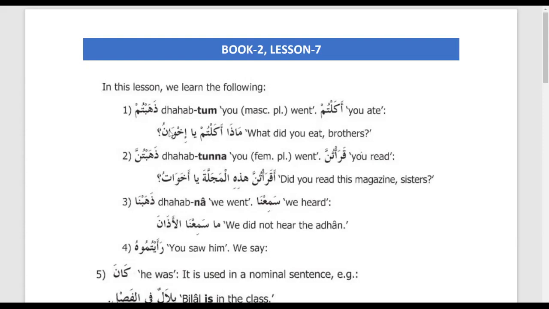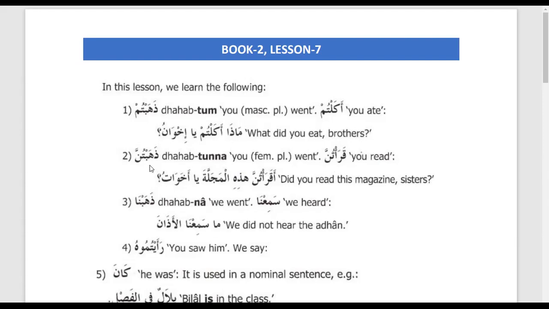So as we can see here, dhahabtum, and on the same pattern, we have the verb akaltum. Akala, he ate, and akaltum, you ate. If you're asking a question to the plural masculine, ماذا أكلتم يا إخوانو؟ What did you eat, brothers? Similarly, ذهبتن, and on the pattern of ذهبتن, we have قرأتن. If you memorize only one pattern, that is ذهب, based on that pattern we can make many forms of the verbs.